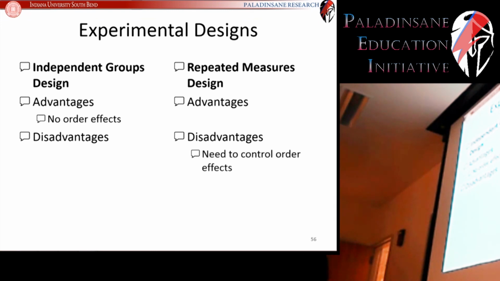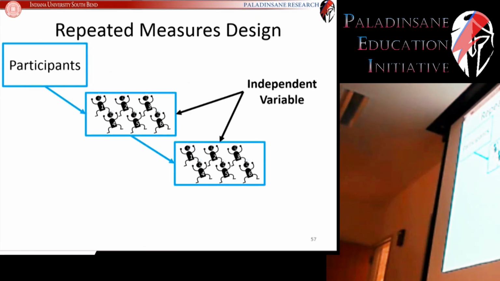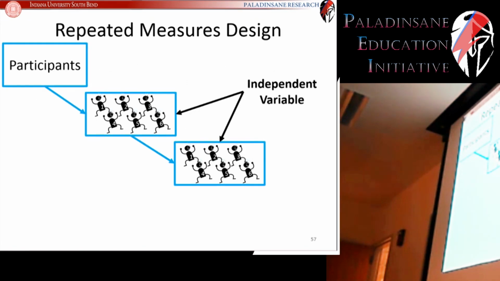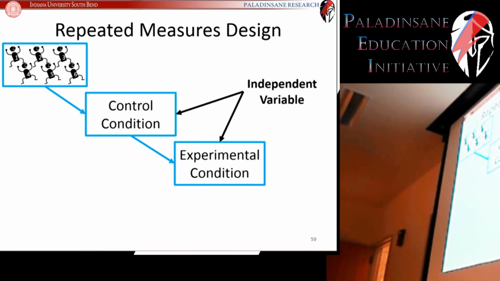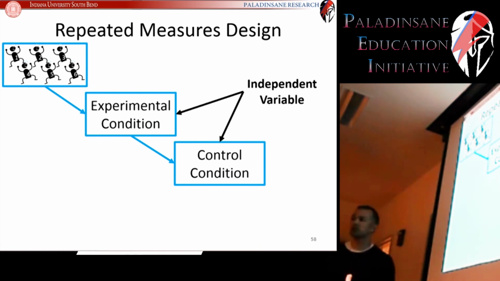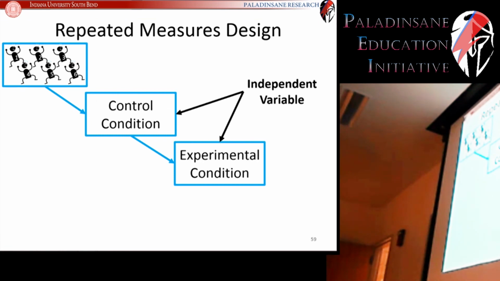On the downside for repeated measures, you need to control for order effects. So as I just mentioned, you would not want to have everybody do the experimental condition first and then do the control condition afterwards. You would want to make sure that you randomize the order so that half of the subjects were in the experimental condition first and then the control condition. Half of the subjects were in the control condition first and then the experimental condition.